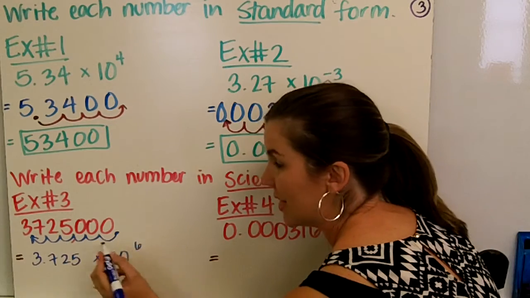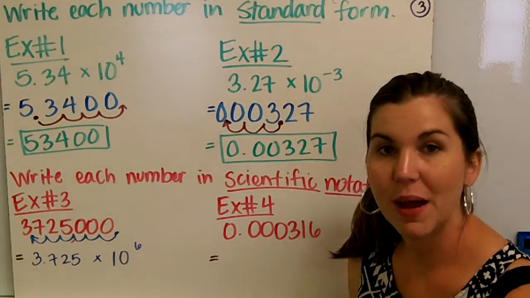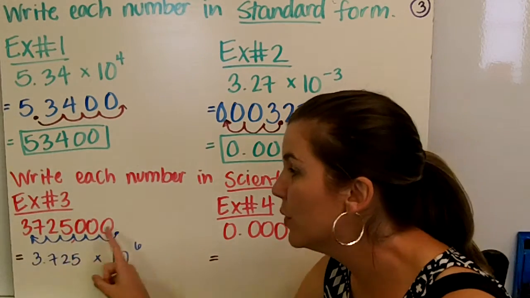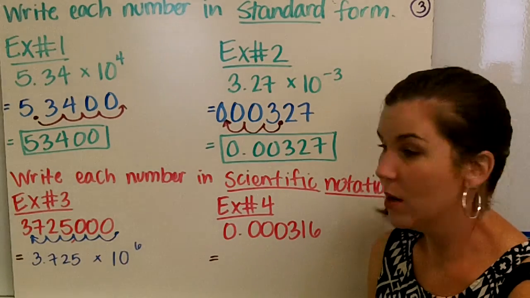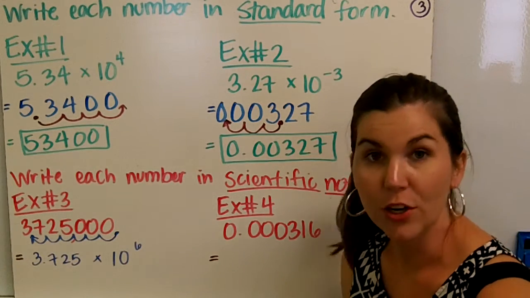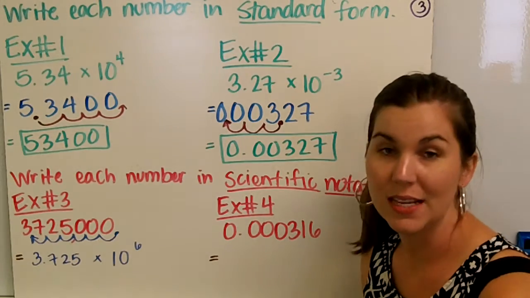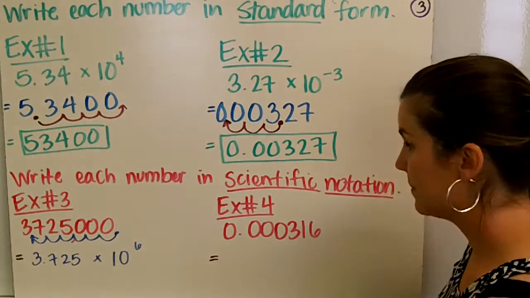Now the 6th power, because I moved the decimal 6 places, and now let's talk about whether this 6 needs to be positive or negative. Well, it's going to remain positive because this original number is bigger than 10. If the original number is smaller than 1, then the exponent would be negative. Bigger than 10, positive exponent. Smaller than 1, negative exponent. Those were your 2 bigs.